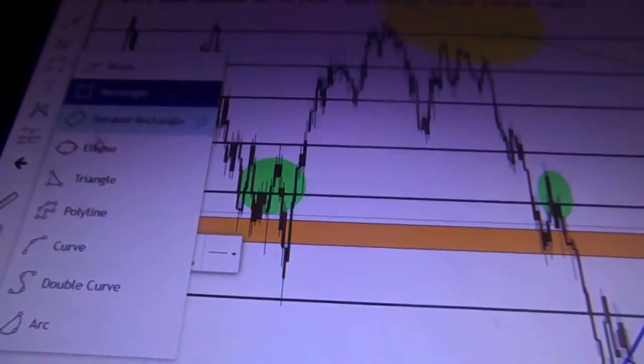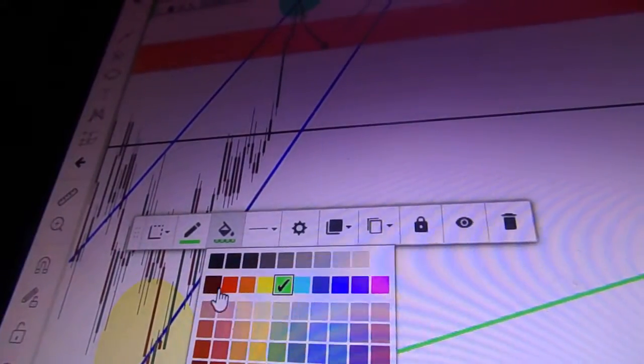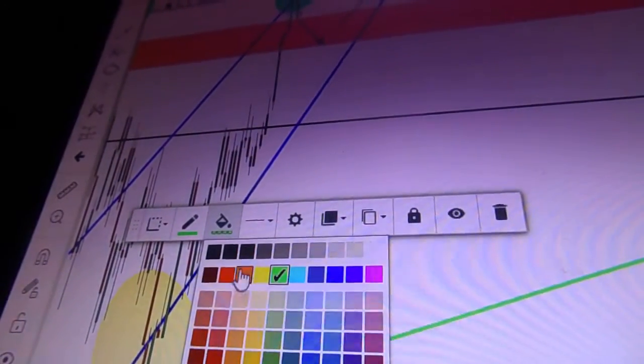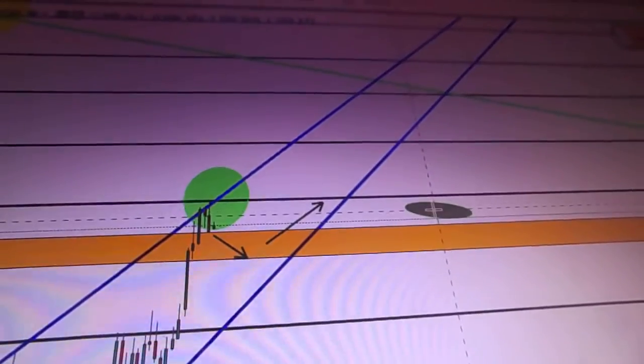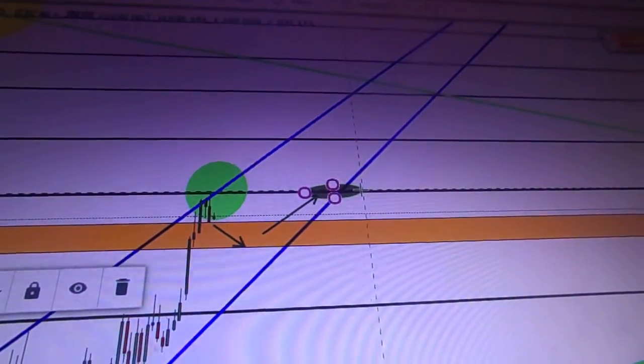Alright, and I'm going to highlight this area right here, and I'm going to change the color as well, just so it can be very distinguishable. Change that to black. It's the gray area right here. Okay, so this area right here is the most important area right here.